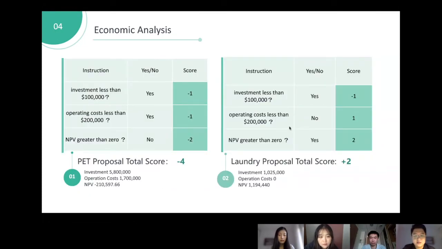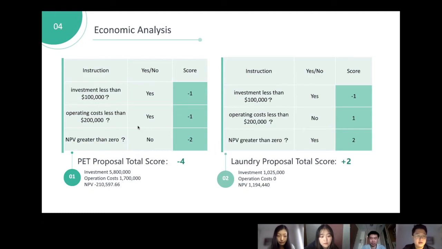When we look at this page, we could find out the detail of the economic analysis. First, we look at 2 tables. The first part is investment less than $100,000. We can find from the calculation that both of the 2 proposals have an investment of more than $100,000. So we give -2 for both projects.